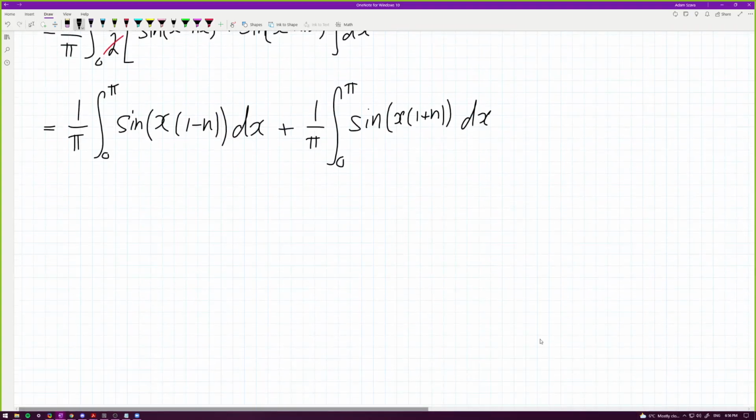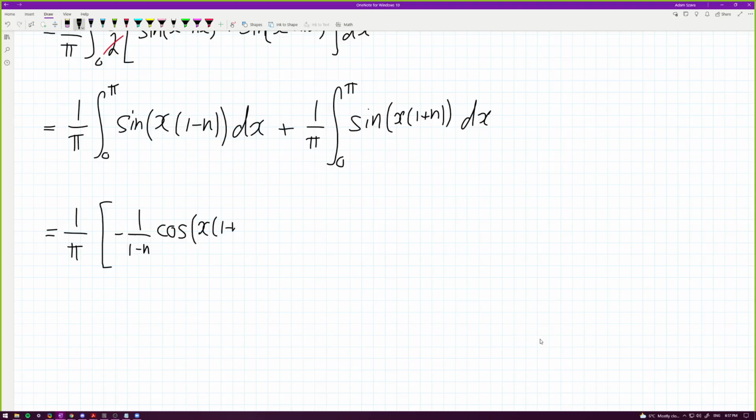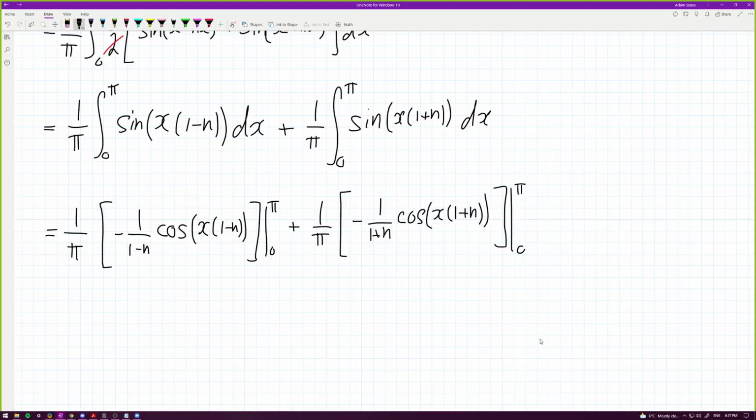And now these are straightforward to integrate. So it's going to be 1 over pi. Okay, and now the integral of sine is negative cos, but we have to account for that little constant. So negative 1 over negative n, 1 over 1 minus n, I mean, cosine x(1 minus n), evaluated 0 to pi, plus 1 over pi. Okay, and now this one's going to be the same thing. Negative 1 over 1 plus n this time, cosine of x(1 plus n), evaluated 0 to pi. So hopefully that makes sense how I integrated that. If not, let me know.